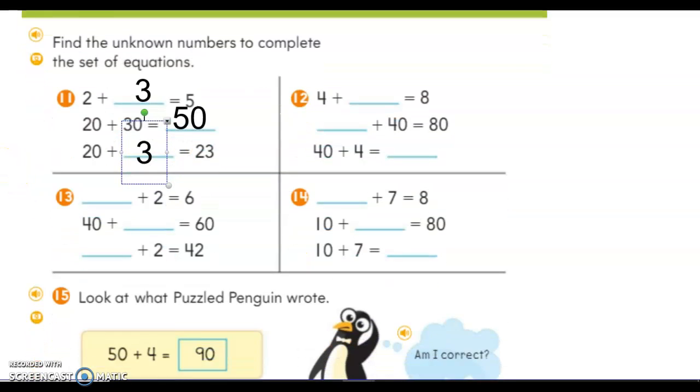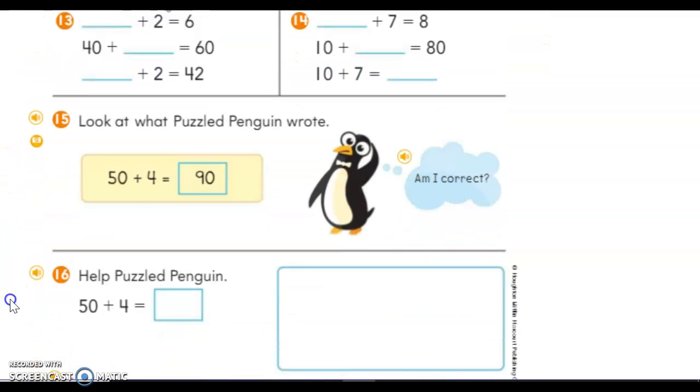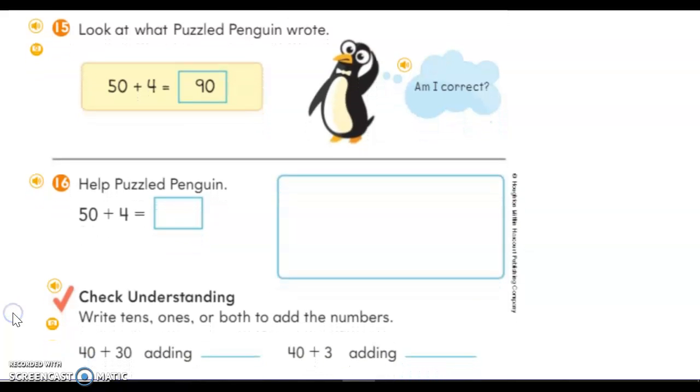Okay, I want you to try that for 12, 13, and 14. We're going to help out Puzzle Penguin here. It says, look at what Puzzle Penguin wrote. He wrote that 50 plus 4 equals 90. Is that right? What do you think? No, I think we got to help him out. So it says 50 plus 4.